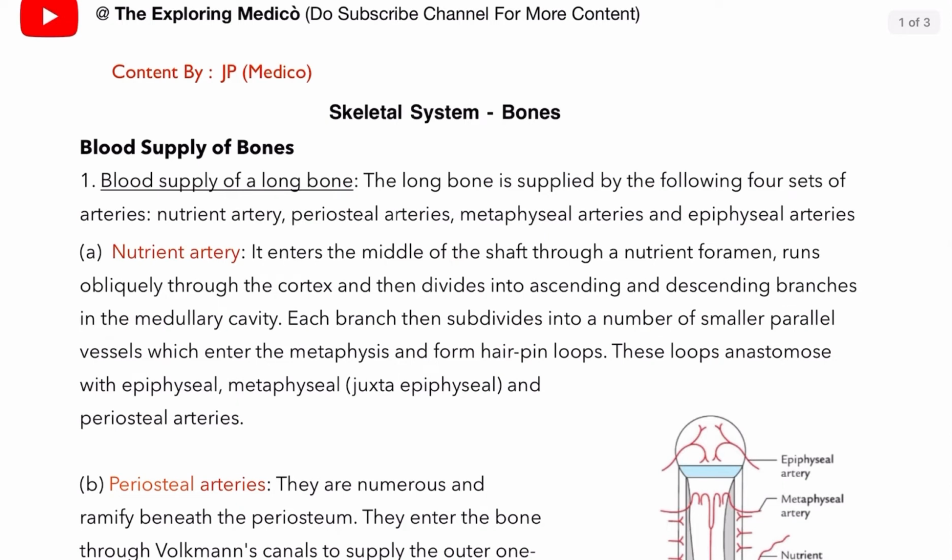Now, we are going to start today General Anatomy Skeletal System Bones Section 2, which is the last section of this unit. Today's skeletal system will be completed. This section we have left incomplete in the earlier video, which we are going to complete in this part. So this will be the last part of the skeletal system. Then we are going to start on another chapter.